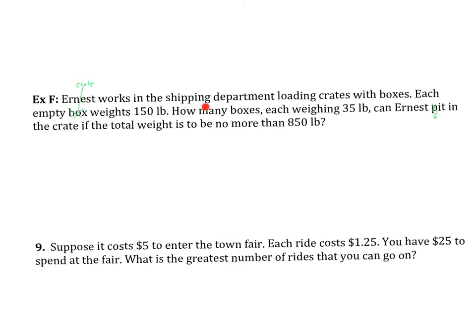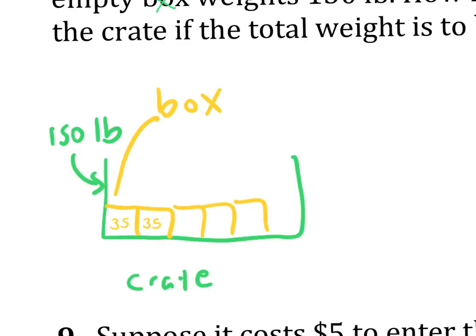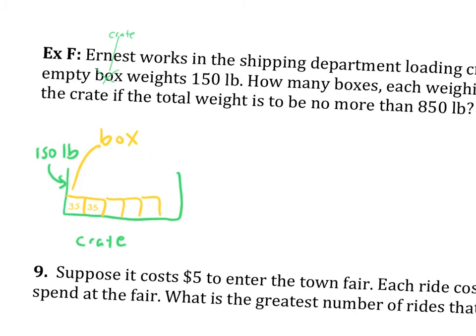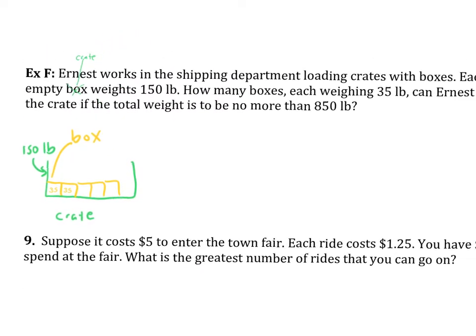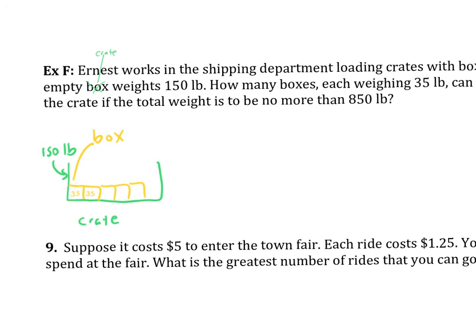So Ernest works in the shipping department loading crates with boxes. So we've got a large crate. That's my crate. And we're going to put little boxes in there, like so. Okay? So each one of these things is a box. And the entire crate, the empty crate right there, weighs 150 pounds. How many boxes, each weighing 35 pounds, can Ernest fit in the crate if the total weight is to be no more than 850 pounds?